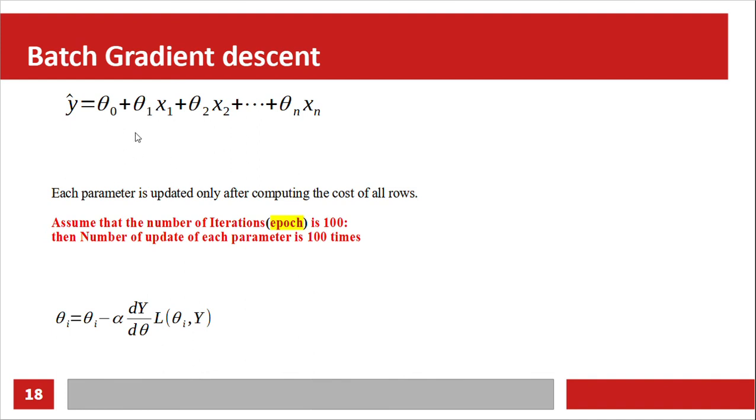For instance, this parameter and this one and this one and this one will be updated. Let's say this parameter theta 0 will be updated 100 times in batch gradient descent, and also this one will be updated 100 times until finishing the number of iterations. If you have many iterations, for example 1000, this one will also be updated 1000 times.